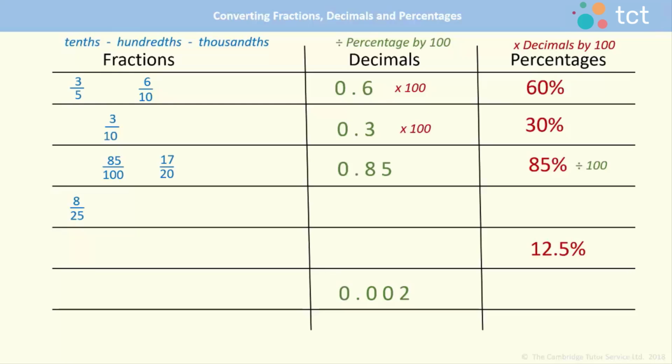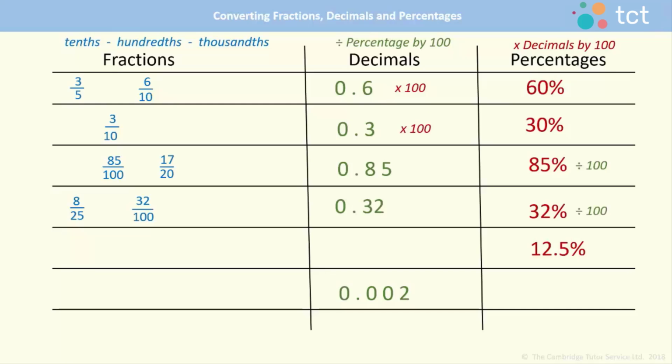The next one we have is 8 over 25. Remember, we can convert 25 to 100 by multiplying it by 4. So we do the same with the numerator, and we have 32%, 32 out of 100. And we divide that by 100 to get the decimal, which is 0.32.